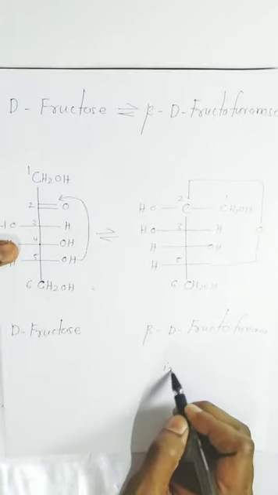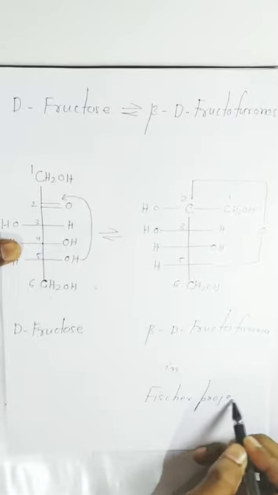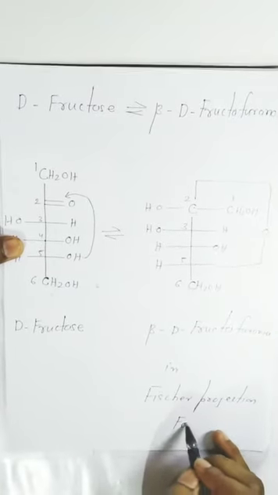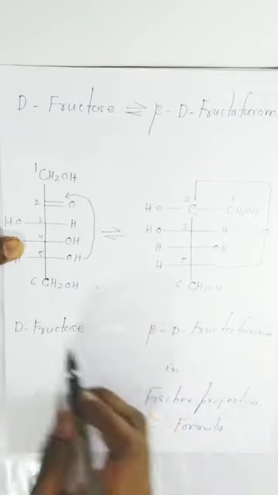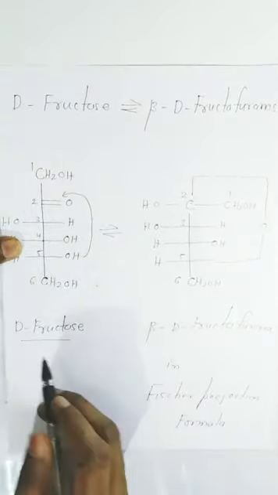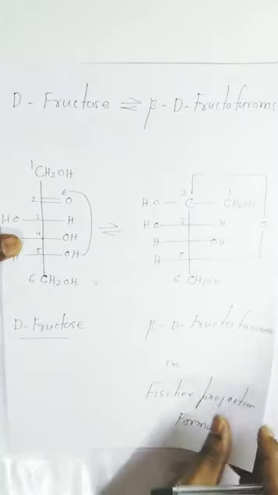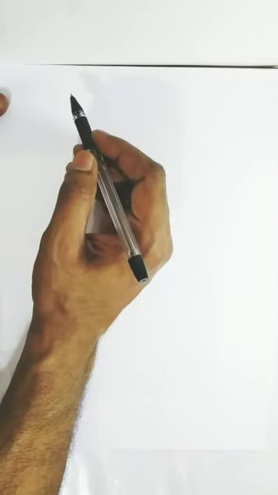This is in Fischer projection formula. So students, sometimes in examination they are asking convert D fructose into beta D fructose. This way we have to convert. This is the simple chain structure. We have converted into cyclic fructose. Now students, in next video we are going to see the Fischer projection formula, how we are going to convert into the Haworth projection formula.